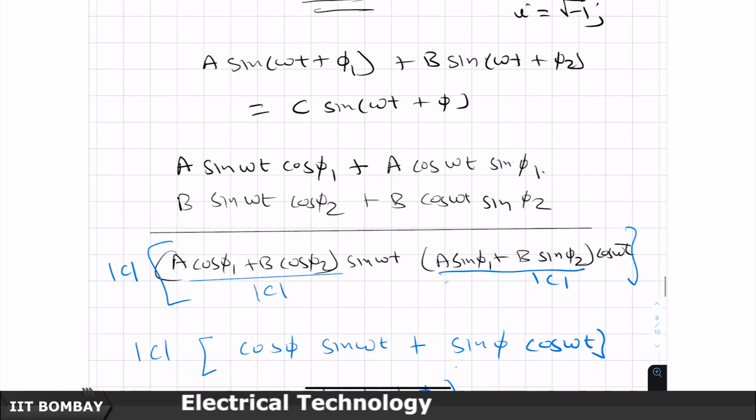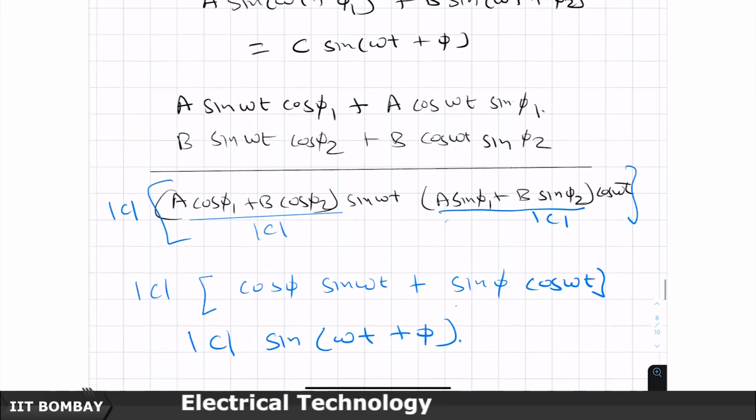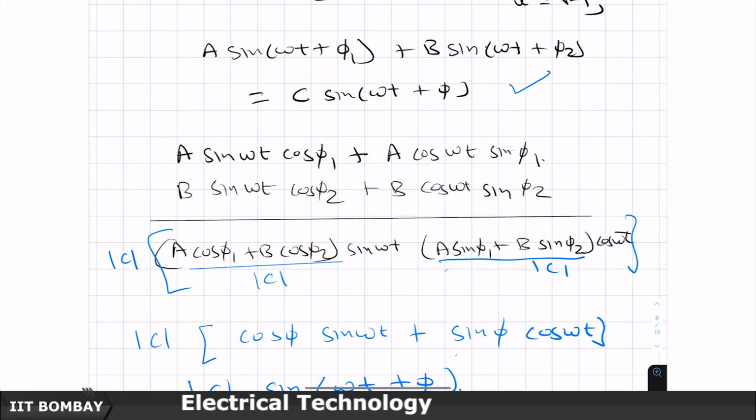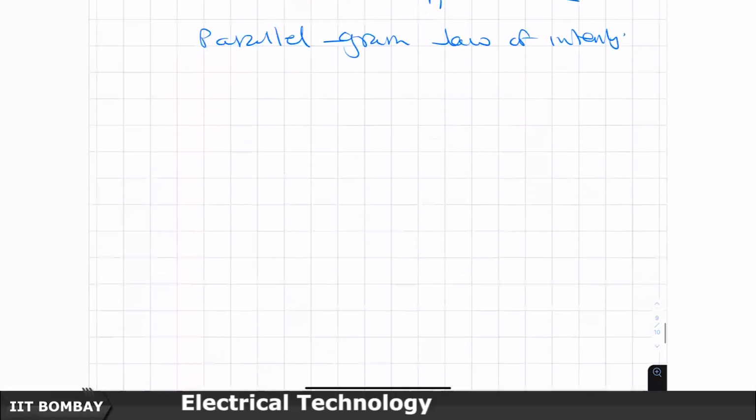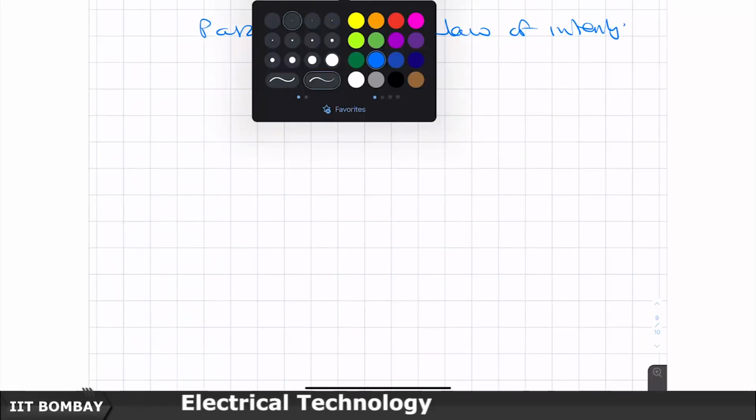So what is the conclusion that I have come to? I have come to the conclusion that I can write the summation of two sinusoids at the same frequency. When I sum them together, it is also a sinusoid at the same frequency, but with a different amplitude and a different phase angle. And to calculate that, I need not do this trigonometric simplification all the time.